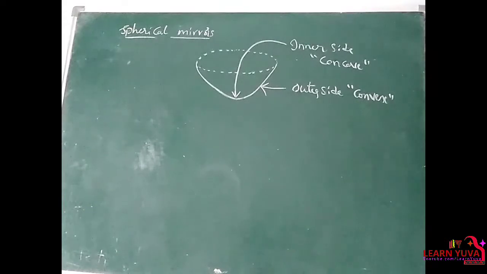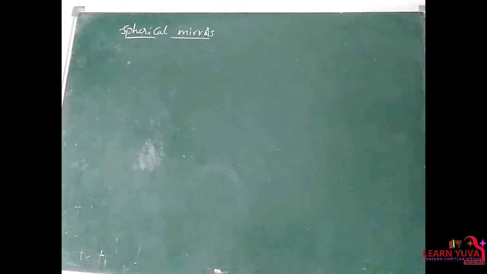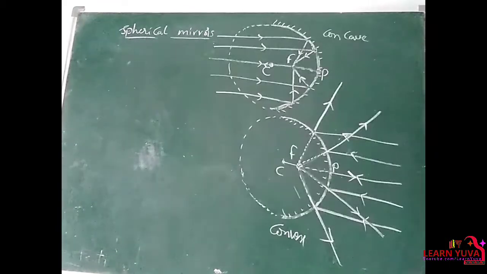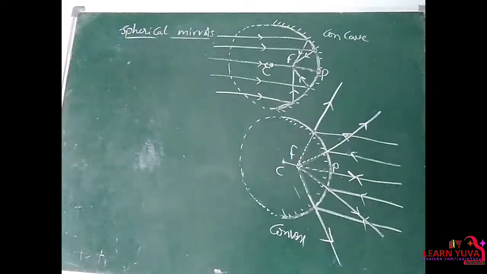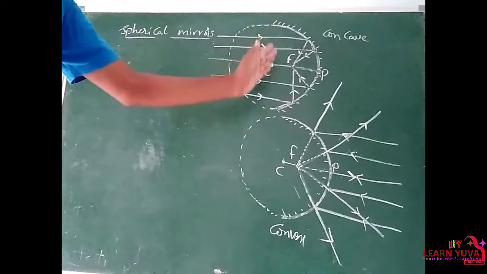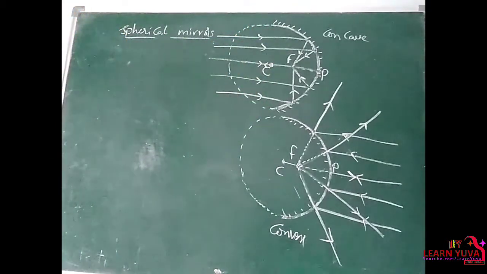Let's see what the terms are. Here I am taking both concave and convex mirrors to explain. This is the concave mirror, where the inner side is the reflecting surface. This is the convex mirror, where the outer side is the reflecting surface. Here we are considering only half of the part. These are the spherical mirrors, and there are some terms related to them.